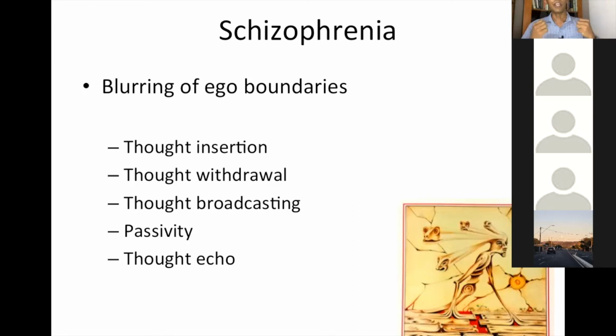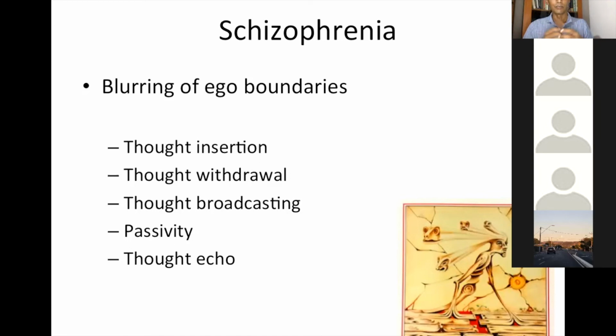Usually we know that we are a unique agency. If I want to move my hand, I do that. If I want to speak, I speak. And I think. Nobody else is influencing my movements or my emotions or thoughts. Passivity is, this boundary is gone. The patient might think that their movements are controlled by outside agencies. My hands are moved by other people.